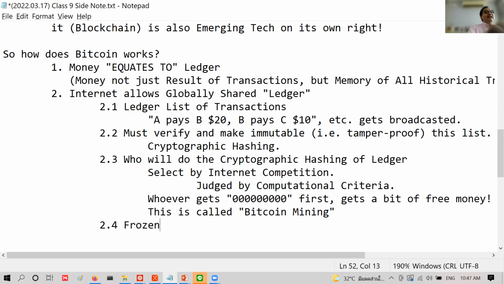A frozen ledger is called a block. Okay, it's now a block. It's done. So now it's like communities of Yappies. Everybody has a common memory of who paid whom. So that's done. It's immutable. It cannot be changed. Okay. How do you start a new block? Well, you do the same thing.